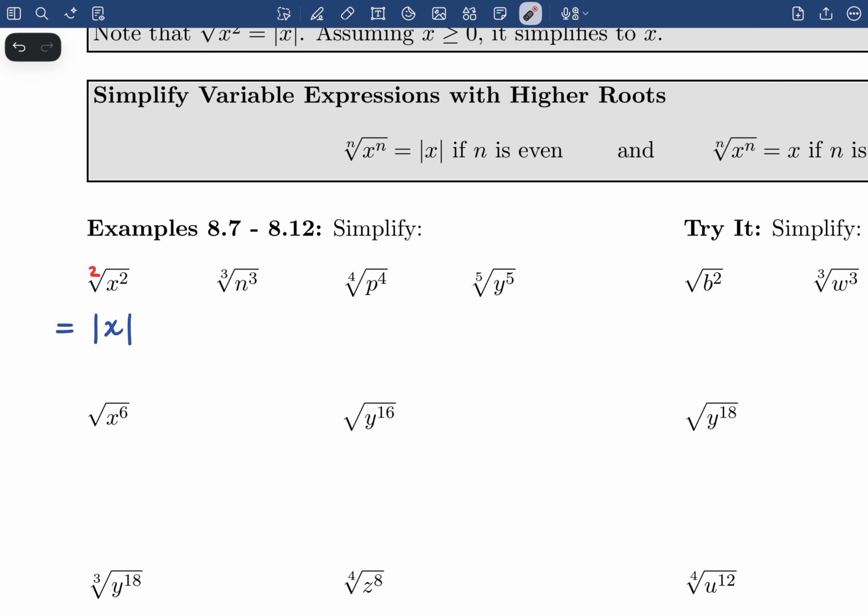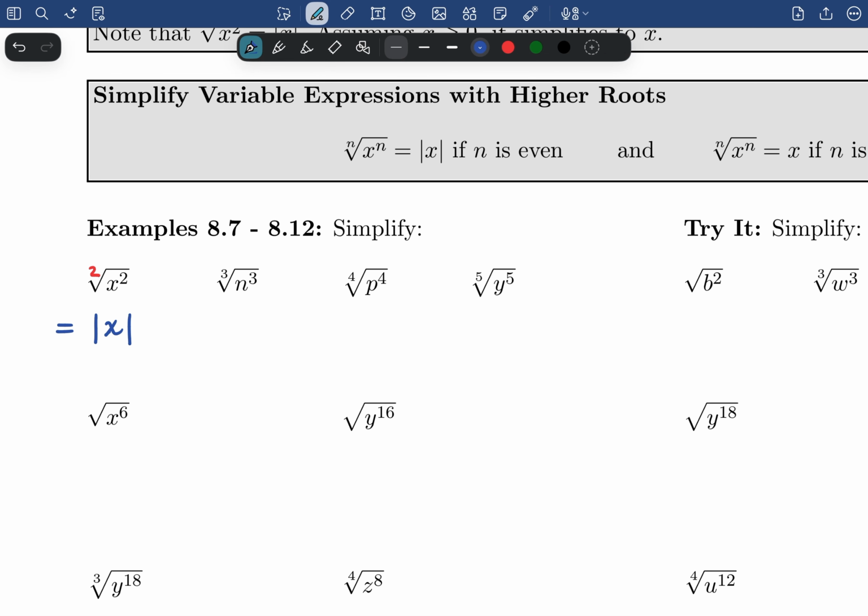Let's try another. The cube root of n cubed. Well, this is an odd root, an odd index. So all I have to do is say the answer is n. The cube root and the cube cancel each other. I don't have to worry about the absolute value symbol. Kind of cool. All right, let's move on.